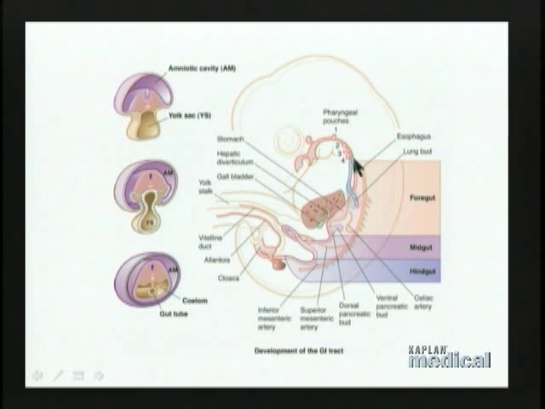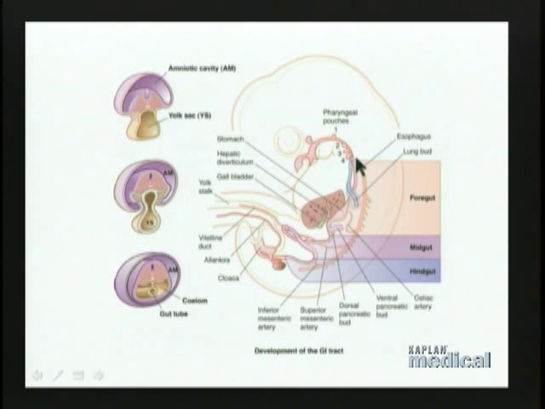So for right now, what we're going to talk about is the gut tube caudal to the respiratory diverticulum, throughout the entire remainder of the gut tube. Now that part of the gut tube is divided into three regions based upon blood supply to the gut tube.